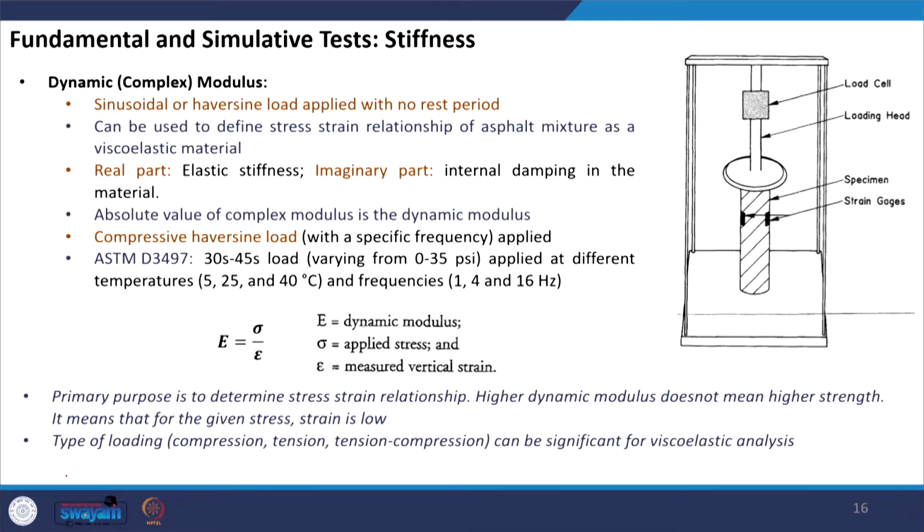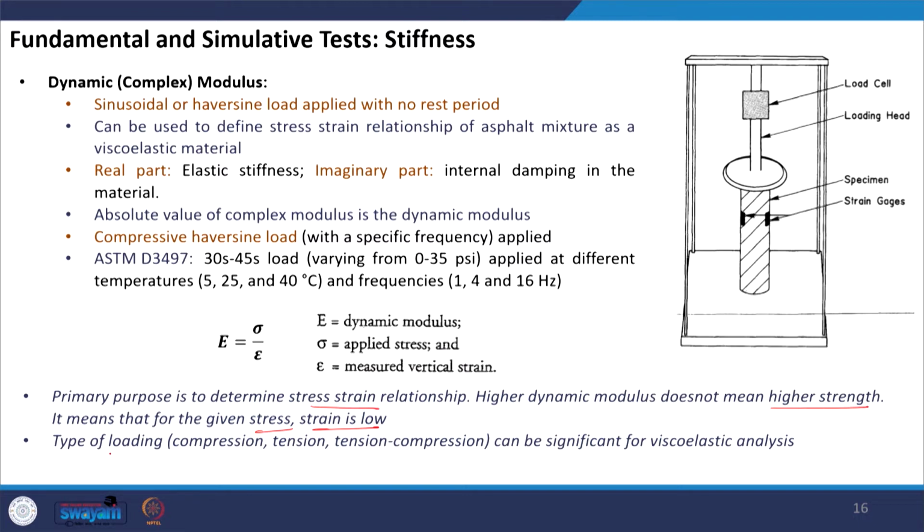Now, as I mentioned, the primary purpose of doing this test is to determine the stress strain relationship or to find out the material behavior. Okay. So, higher dynamic modulus does not necessarily mean that the strength is higher, it just means that for the given stress the strain is low. This is the meaning of a higher dynamic modulus, and I just want to mention again that this test tells us more about the material property rather than the response which we were quantifying in case of resilient modulus, because we are using rest period. It is very difficult to quantify the exact material behavior to be used in the analysis.